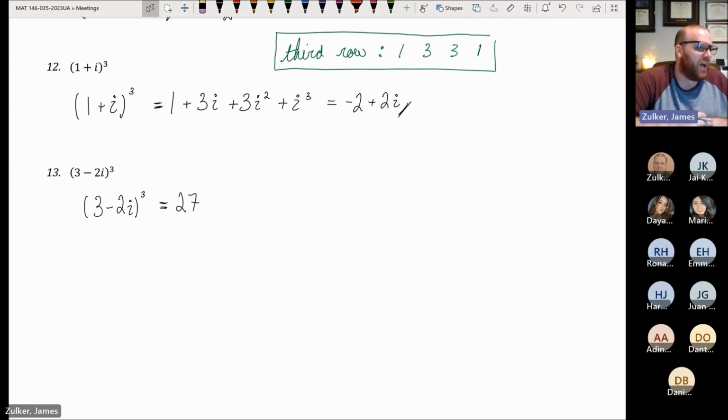9 times -2i is what? Now we have to times that by 3. So what is -18 times 3? That's the next term, -54i. It will now be 3 to the first times the quantity of -2i squared. So it'll be 3 times 4i squared, which is what?